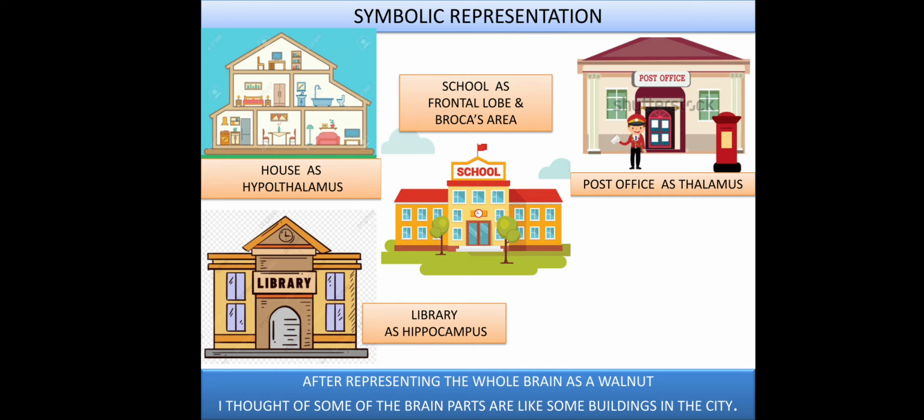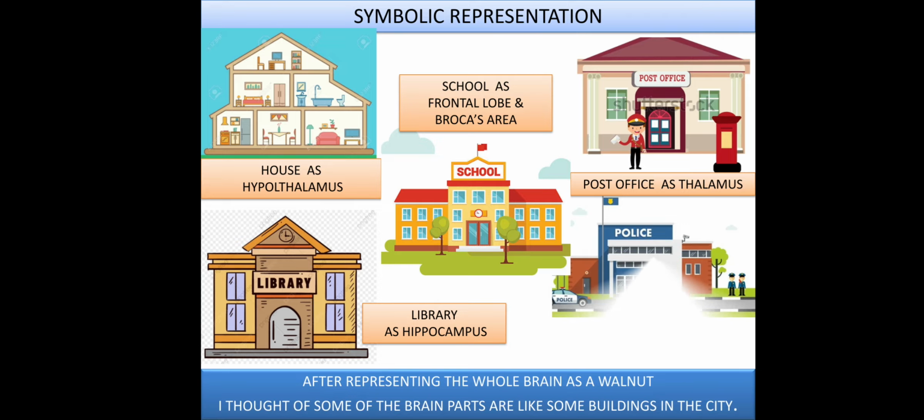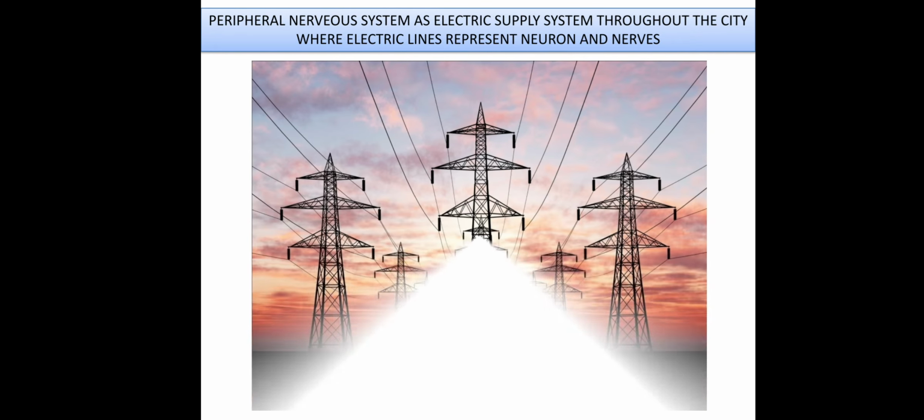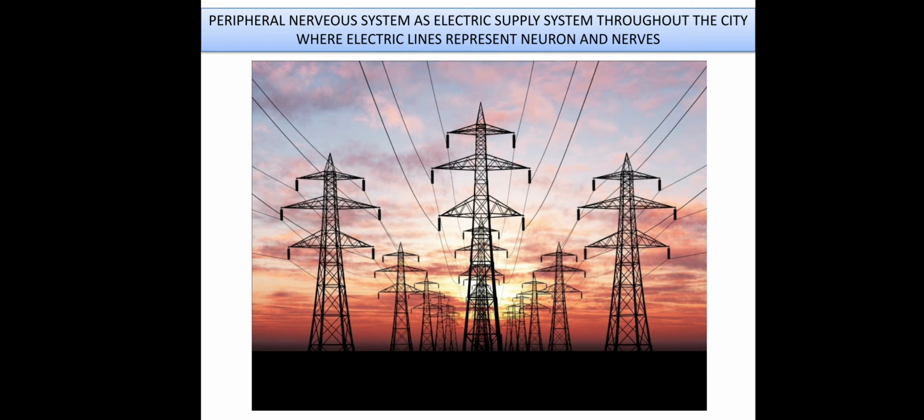Then the amygdala, which warns in fight and flight situations and protects us from danger, is symbolized as the police station of the brain. The peripheral nervous system, I symbolized as the electric supply system throughout the city, where electric lines represent neurons and nerves.